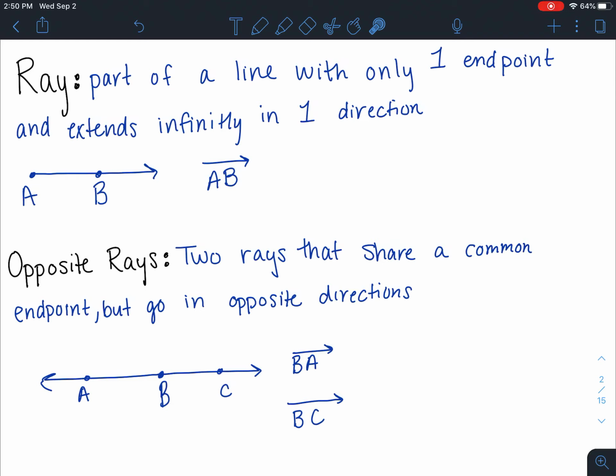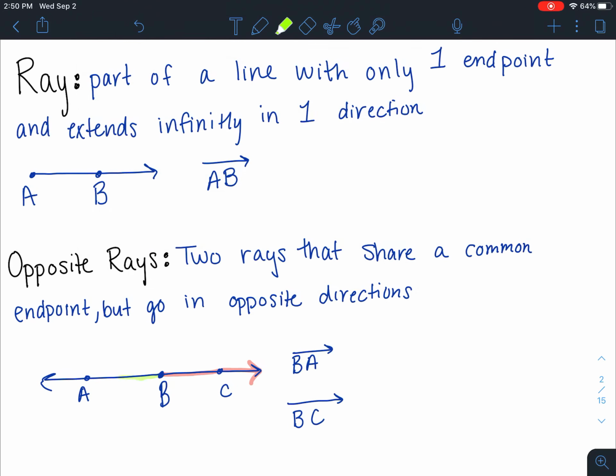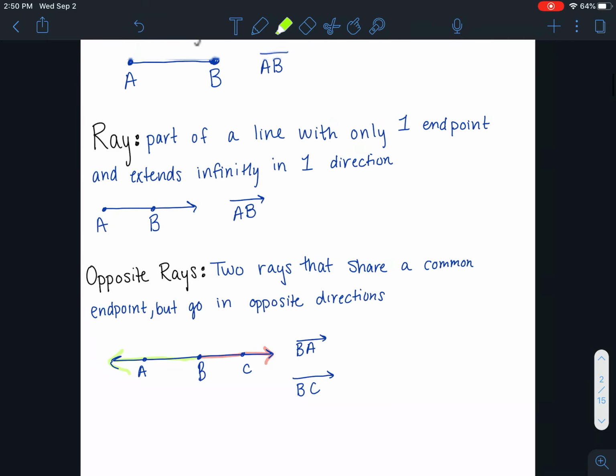Next term to talk about is opposite rays. Opposite rays are two rays that share a common endpoint but go in opposite directions. So, if I'm going to use my little red highlighter here, here's my first ray, that's ray BC. In addition to that, I also have ray BA going in this direction. Two rays share a common endpoint going in opposite directions.